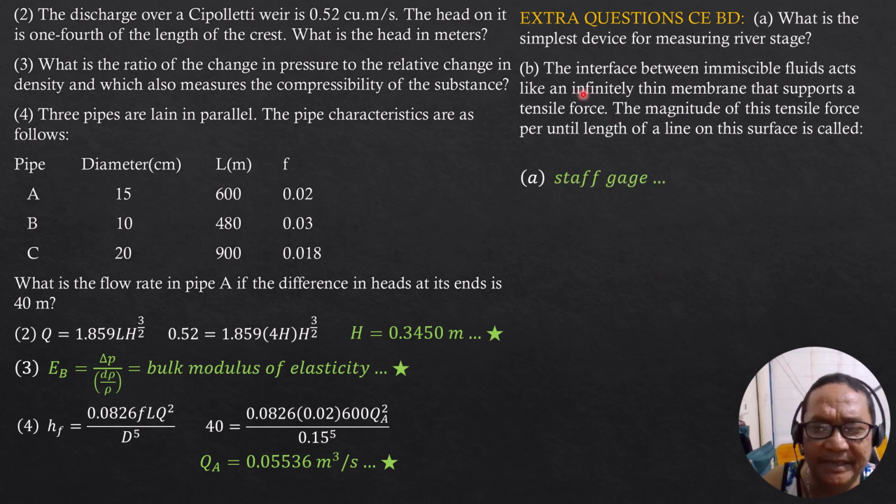Then for B, the interface between immiscible fluids acts like an infinitely thin membrane that supports a tensile force. The magnitude of this tensile force per unit length of a line on this surface, it's called surface tension, of course.